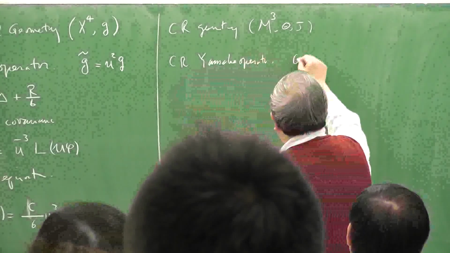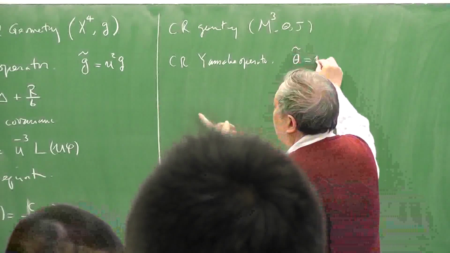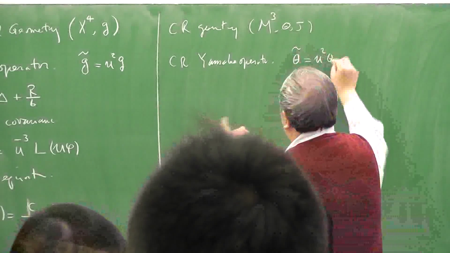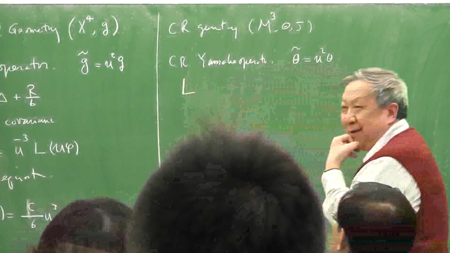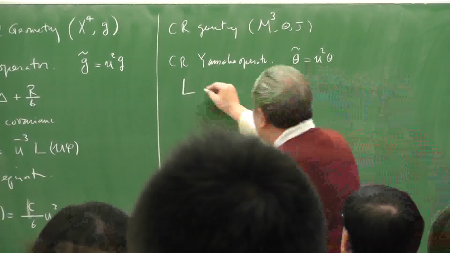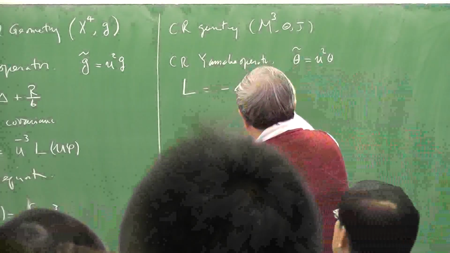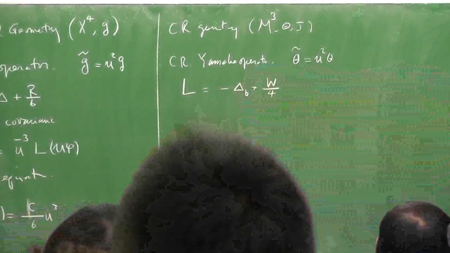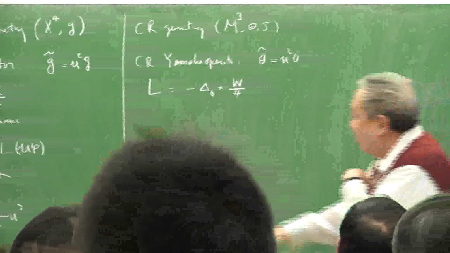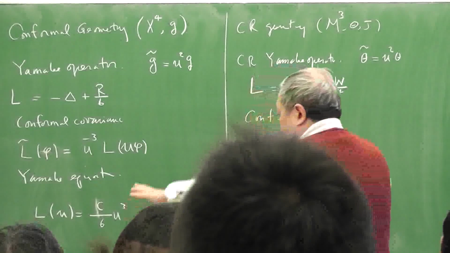And let's now change the contact form to say the tilde, and I use the same U squared thing. And then I have this CR conformal Laplacian. So I have this sub-Laplacian plus a scalar curvature term over 4. Unfortunately, it's 4, but you redefine it, so it's 6. Right. So I have the same conformal covariance. It's the same.